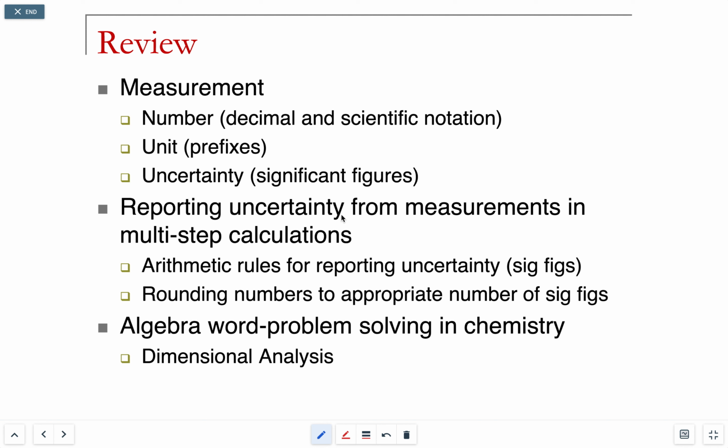There are also rules that we have to keep track of when we report a final answer in a multi-step calculation for measurements. There are certain arithmetic rules. For addition and subtraction, the number of significant figures is irrelevant. It's all about where the uncertainty is in the last digit relative to the decimal point. And for multiplication and division, the number of significant figures matters. Whichever value has the fewest significant figures, that's the number of significant figures that we need to report in the final answer.